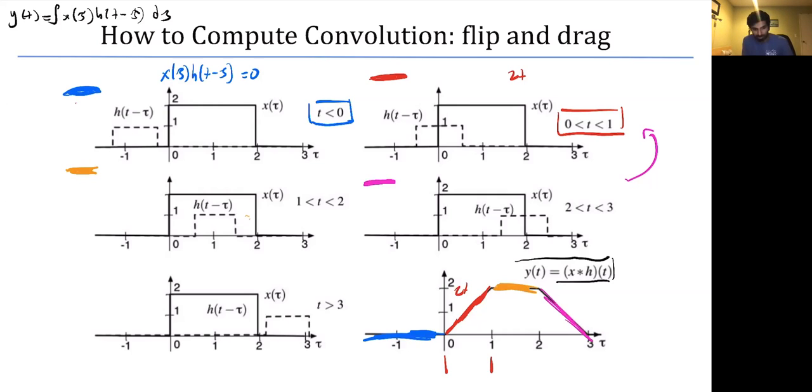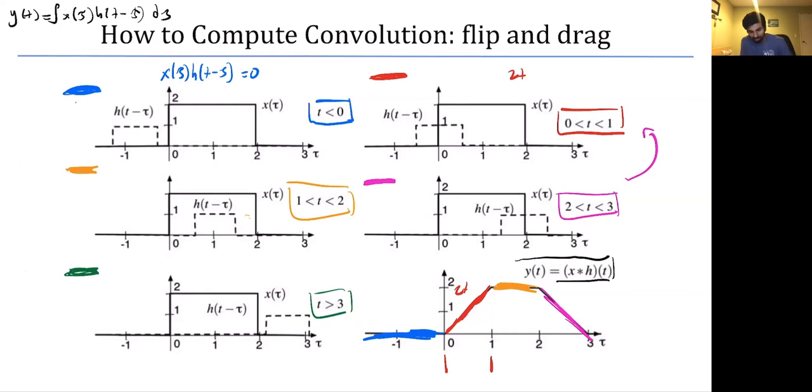And now finally, let's go to the fourth regime, let's use a green, when t is greater than 3. These are our different regimes of dragging. If t is greater than 3, that's going to represent all the impulse response drags that have zero overlap with the original signal x of t. And remember that if you have zero overlap, this is essentially the same as the first regime we dealt with. If there's no overlap, the convolution integral is going to be zero. And so this is the correct output of your convolution, which you compute using flip and drag.